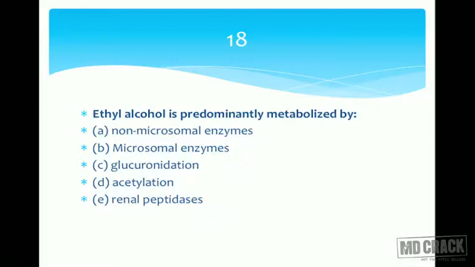What is it that predominantly metabolizes ethyl alcohol? Let me remind you about alcohol. When ethyl alcohol is consumed in smaller amounts, 75% of it is metabolized by non-microsomal oxidation. And when the intake is high, this particular system gets exhausted, and the rest, 25%, is metabolized by the microsomal enzymes. You should never make a mistake on this. Ethyl alcohol's predominant metabolism is by the non-microsomal enzymes.